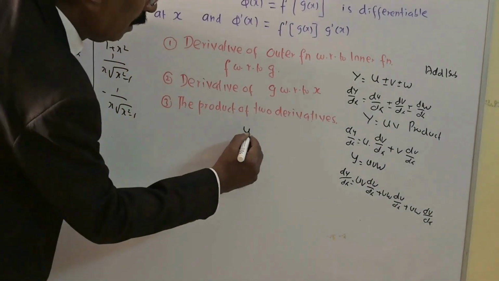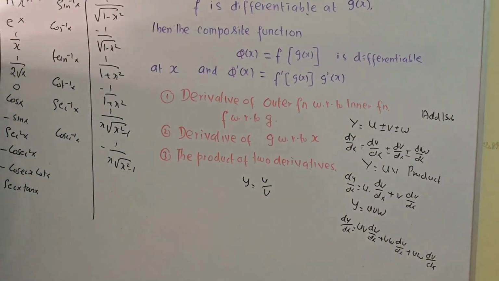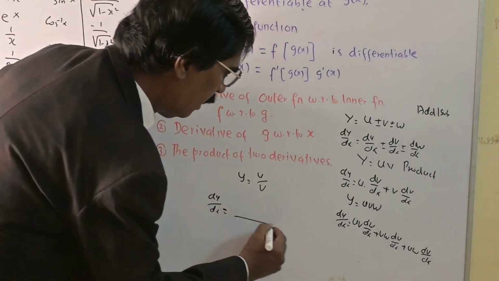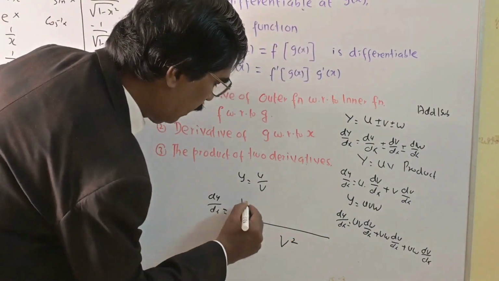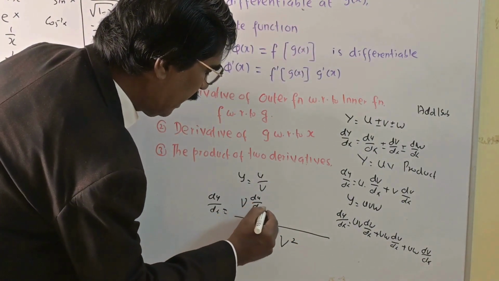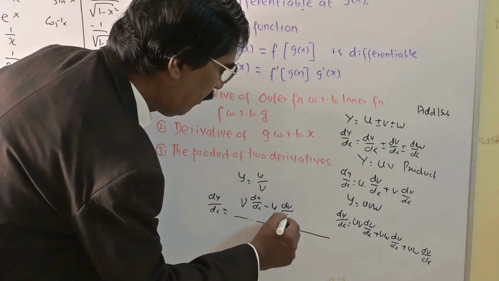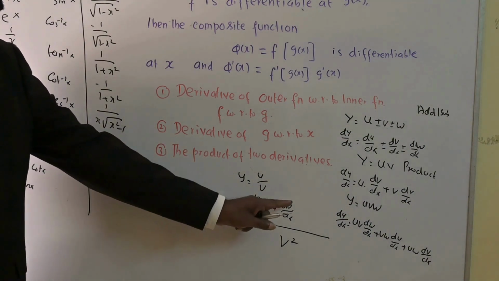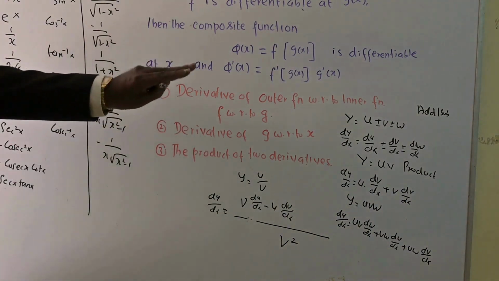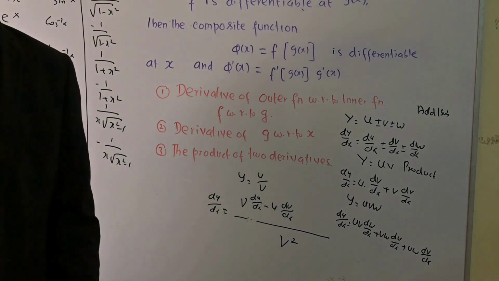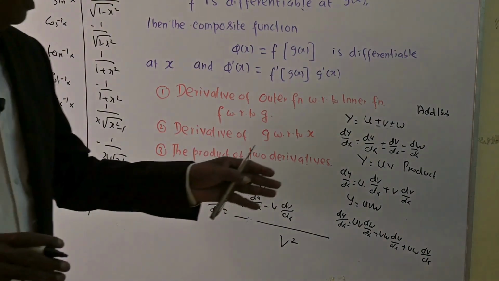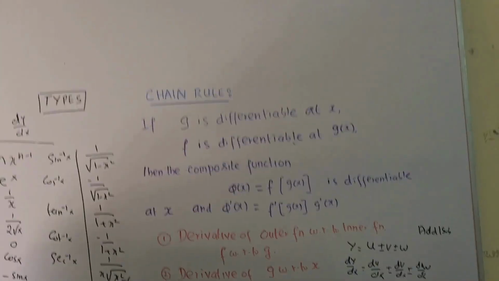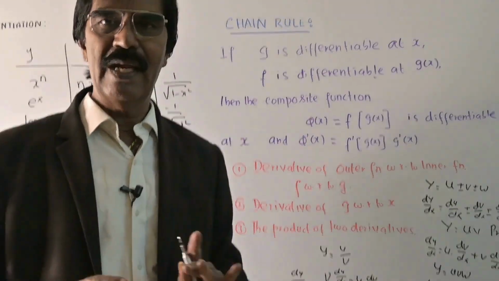In case of the quotient, division u by v, the format is dy by dx equals v into du by dx minus u into dv by dx, divided by v square. This is the format for all these simple functions. So, in this session, we are going to concentrate on the art of differentiation, how to differentiate various functions. All these things have got proofs, right?